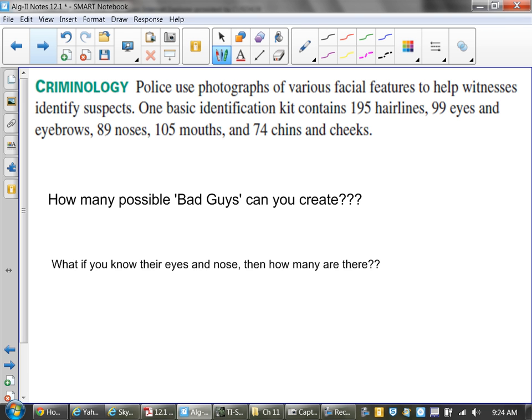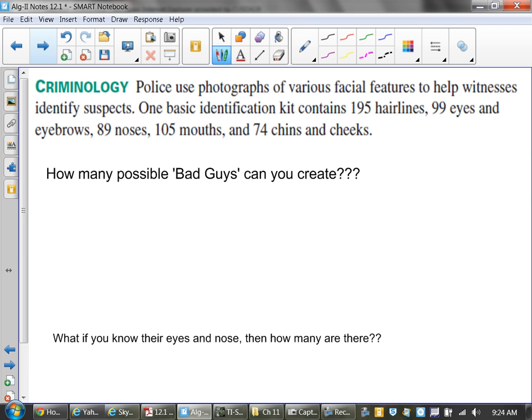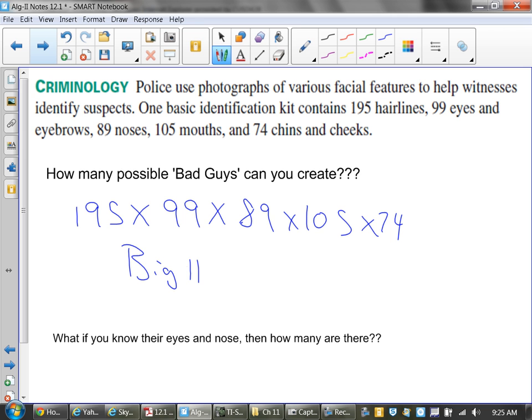So what happens here? How many possible bad guys can you get? Well, if there's 195 hairlines, 99 eyes, 89 of those, 105 of these, and 74 of those, it gives you a big number of possibilities. The answer is a big number. But if you know a couple of them, it starts to dwindle down.